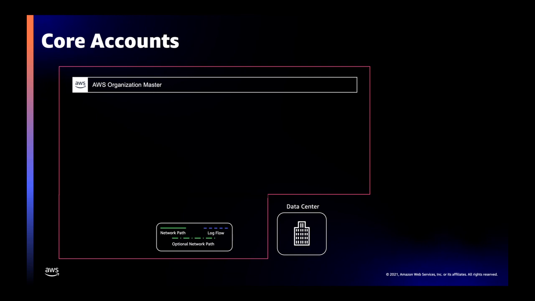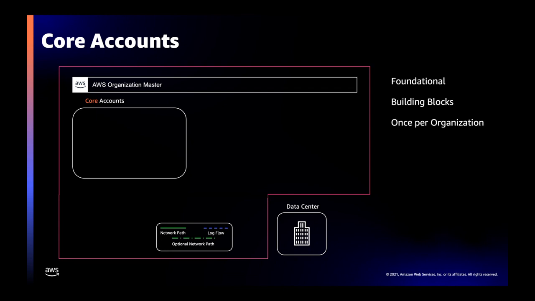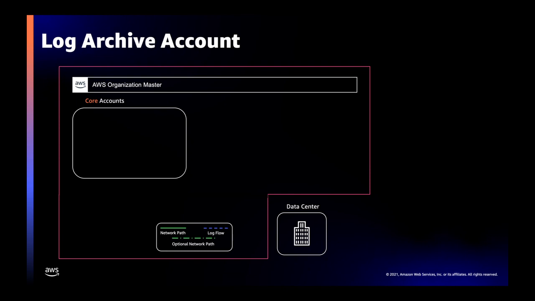So next up are core accounts. These are a set of foundational building blocks which are deployed once per organization. These are the central accounts that provide some unique, critical function for the rest of the business to operate within this framework. We'll run through what each of those is. The first one, and they're all pretty important, but this is a very important account that I've mentioned earlier, is the log archive account.